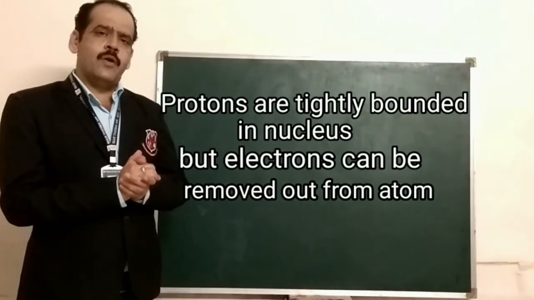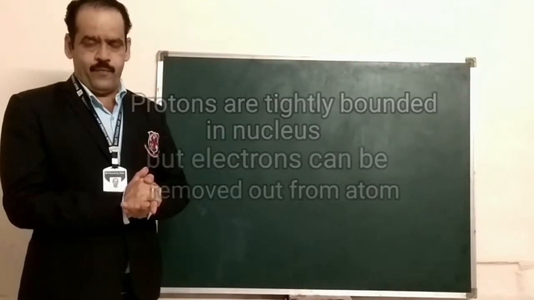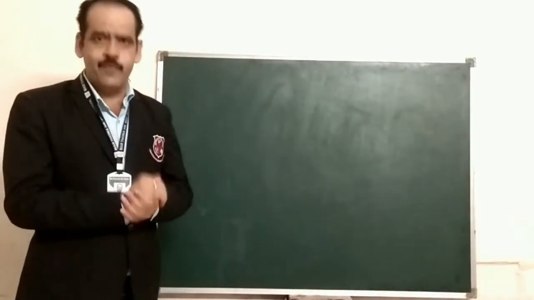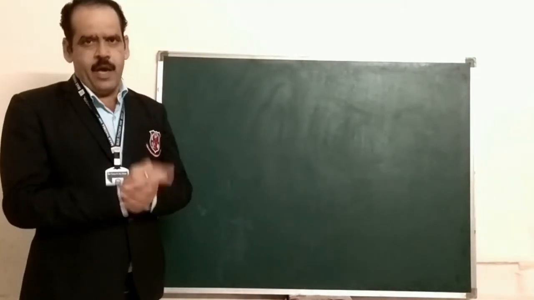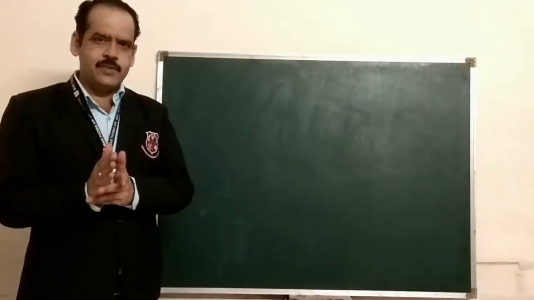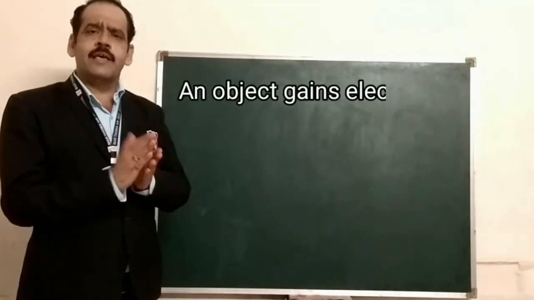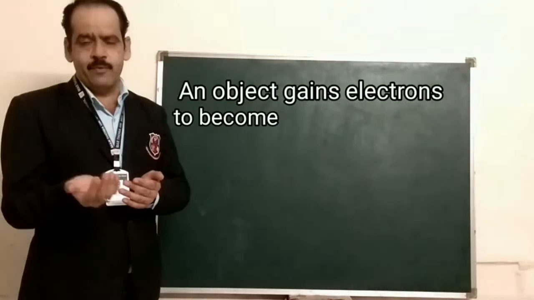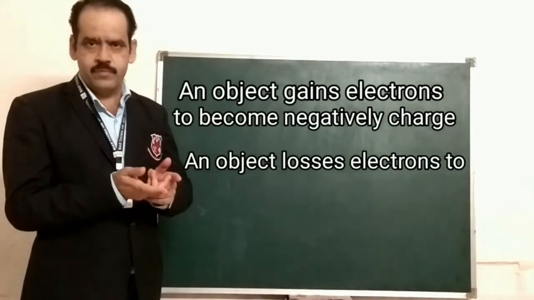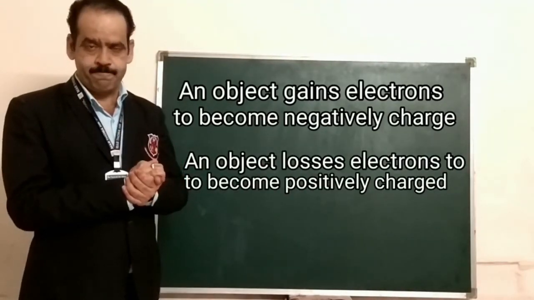That is, transfer of electrons from a body or to a body gives rise to net charge. An object could be positively charged or negatively charged. It means an object gains electrons to become negatively charged, and an object loses electrons to become positively charged.